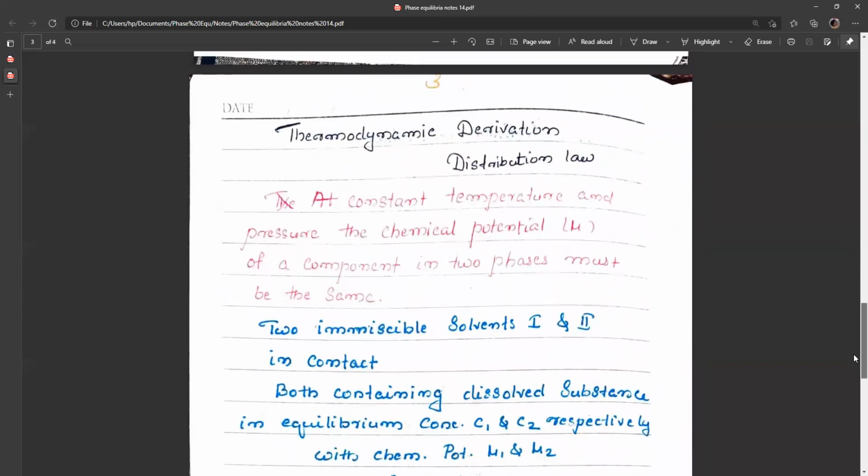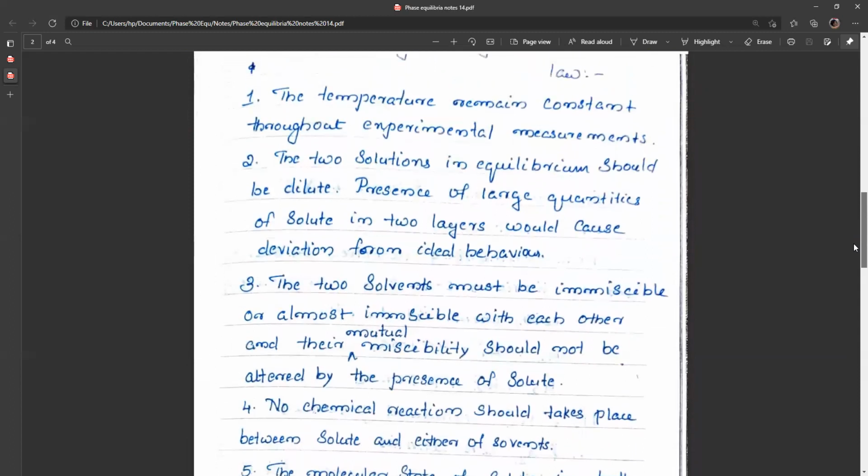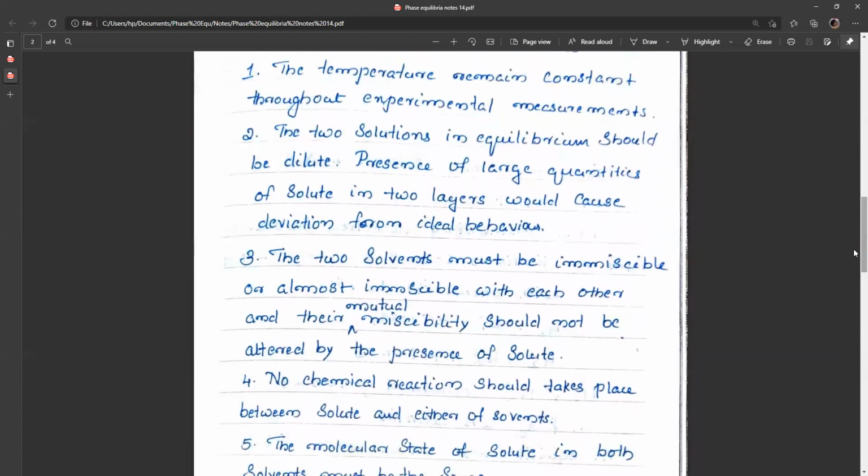These are the conditions for validity. First, temperature should remain constant. Solution must be dilute. The two solvents must be immiscible or almost immiscible, and their mutual solubility should not be affected by the presence of solute.